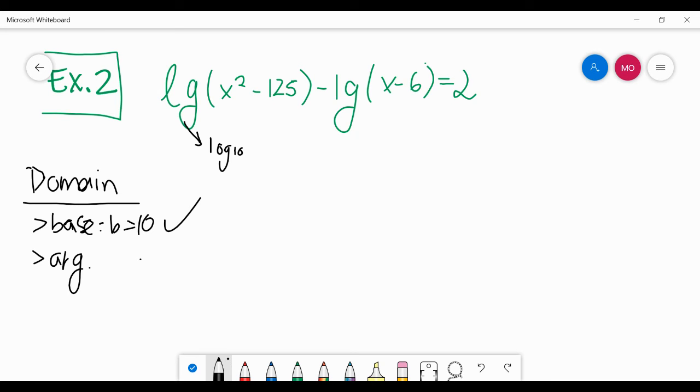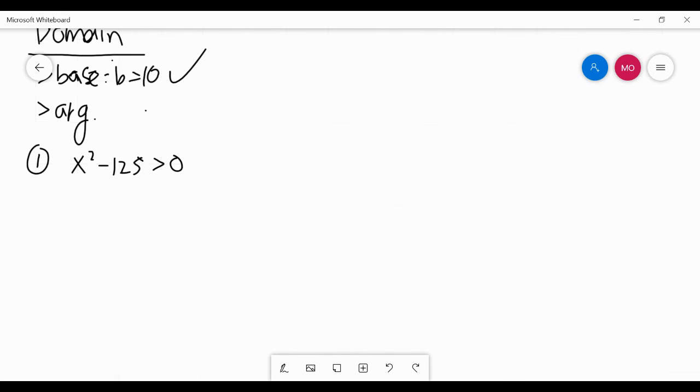Just like the other problems, we're going to have two arguments to look for. So 1 and 2. Starting with argument 1, we want x squared minus 125 to be bigger than 0. Please do not send the 125 on that side and take the square root. That doesn't work. So in this case, I'm just going to use a difference of squares.